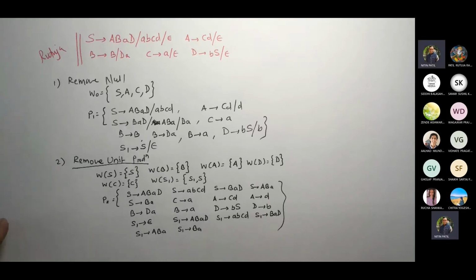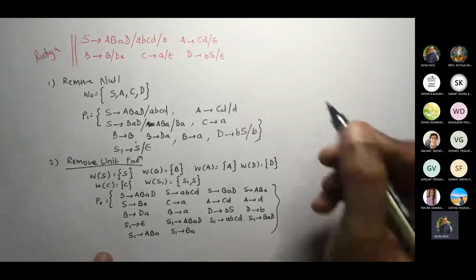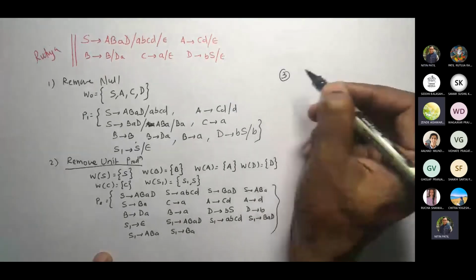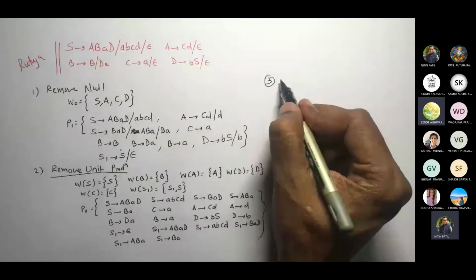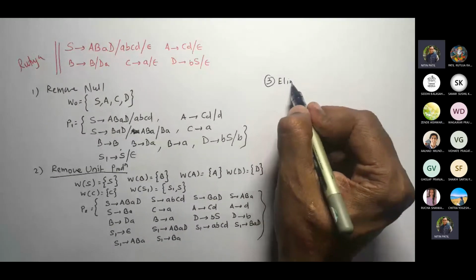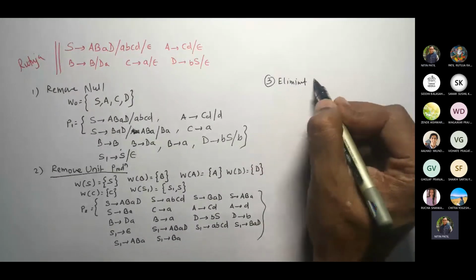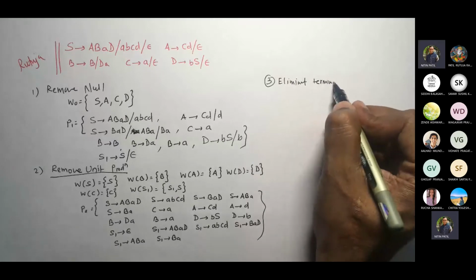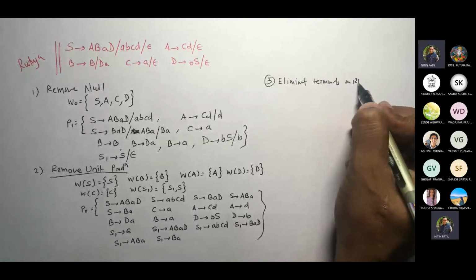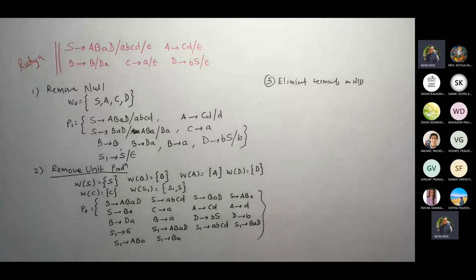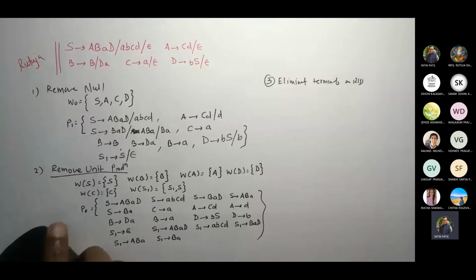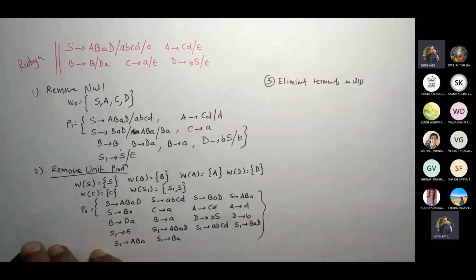Yes, sir. Now next step is what? Third step. Eliminate terminals on RHS. Good, very good. Eliminate terminals on RHS. So what I will do, I will add this first part for you people. So shift function, print screen, paint.